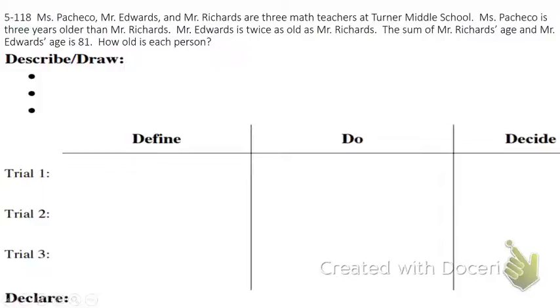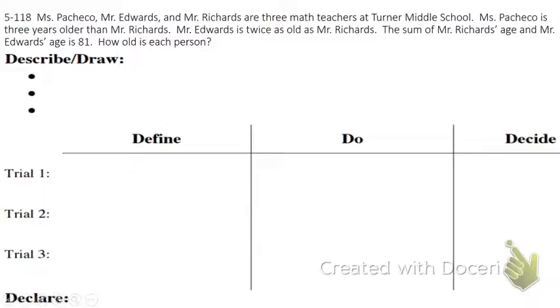Alright, so now we've got Mrs. Pacheco, Mr. Edwards, and Mr. Richards, our 3 math teachers at Turner Middle School. Mr. Pacheco is 3 years older than Mr. Richards. Mr. Edwards is twice as old as Mr. Richards. The sum of Mr. Richards' age and Mr. Edwards' age is 81. How old is each person?